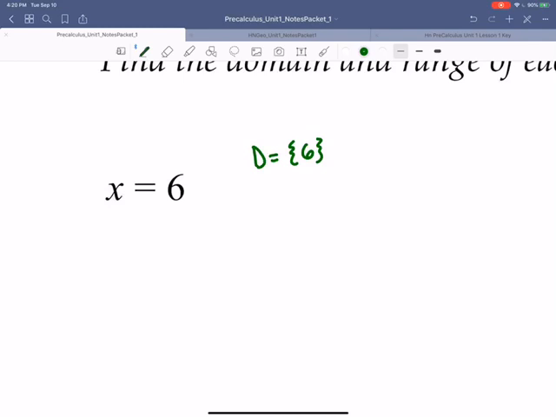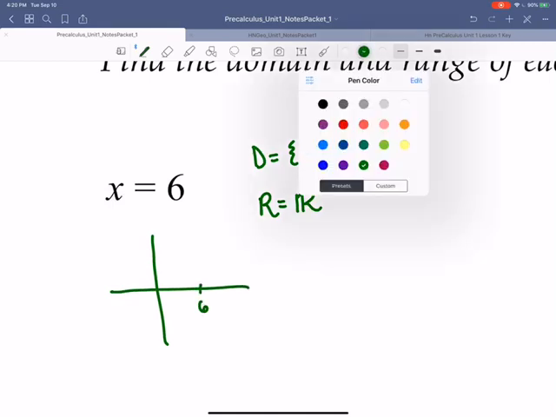The range of x equals 6 is every real number. So we can say the range is all real numbers. And that makes sense given that the graph of x equals 6 is a vertical line.